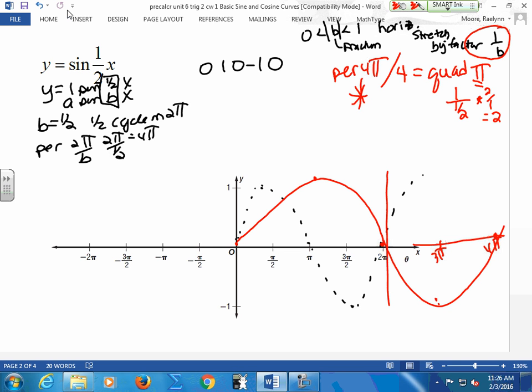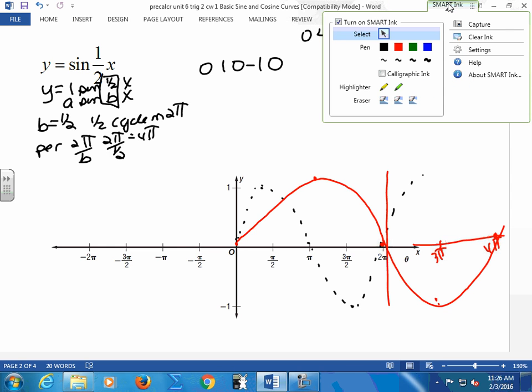Did we change your domain on this? Nope. Did we change your range? Nope. We didn't change anything there. So does that make sense to you? Half of my cycle. Okay? I think there's one more we can try.